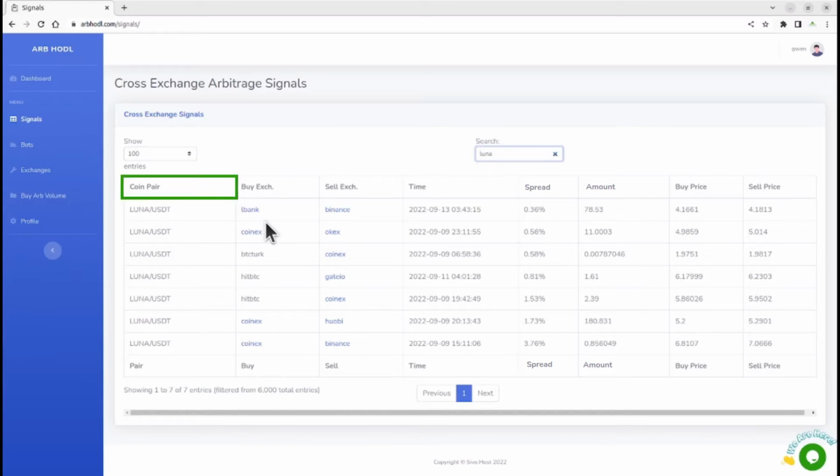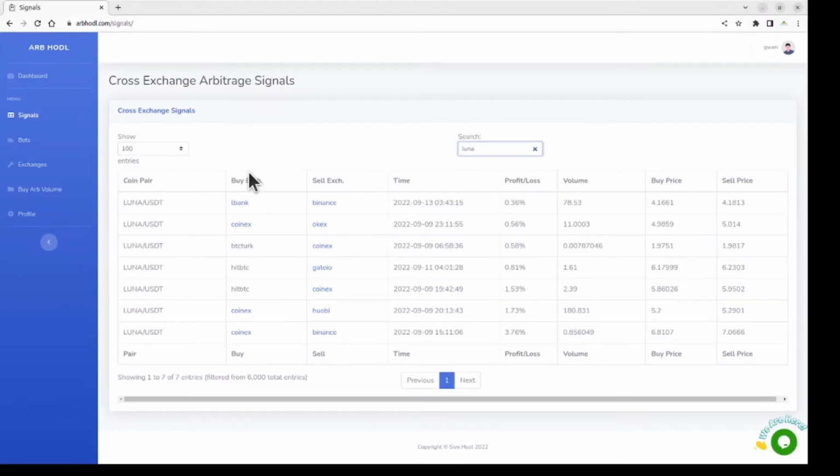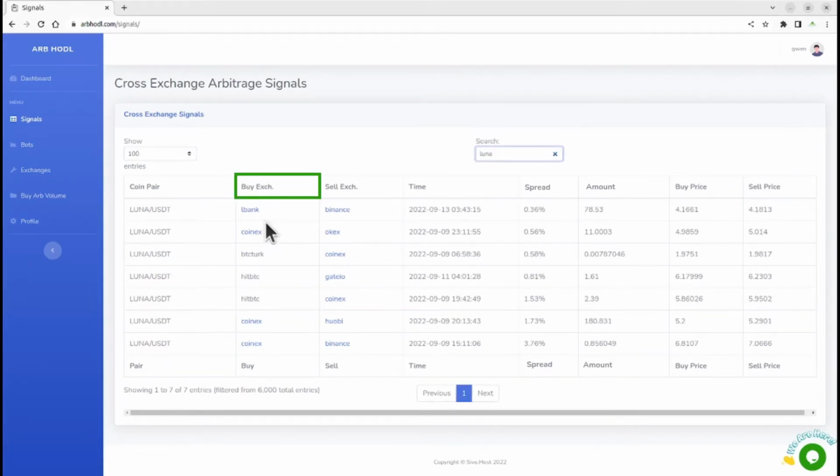The first column shows all the coin pairs. In this case, it is showing on the first row, the Luna/USDT coin pair. Luna is what we call coin 1 because it is on the left-hand side of the /, and USDT is coin 2 because it is on the right of the /. This column, the second column, is the exchange where the price is low, the exchange the bot would intend to place a buy order at. It is written Buy EXCH, which stands for Buy Exchange.